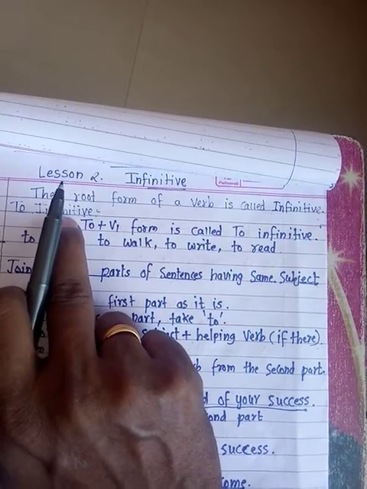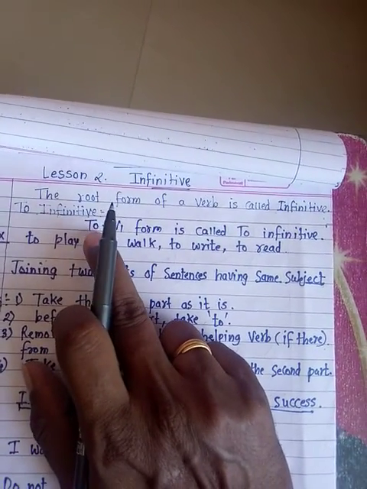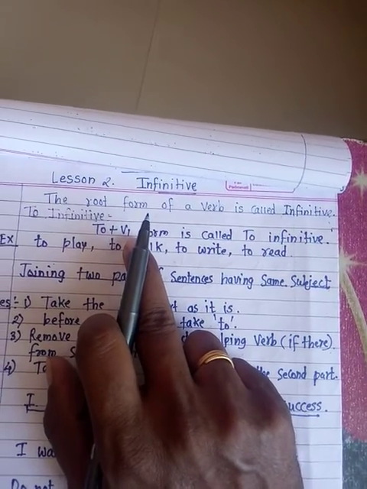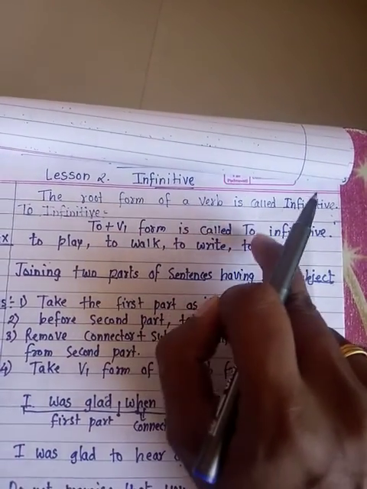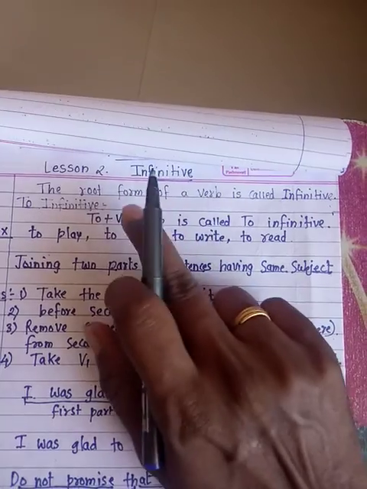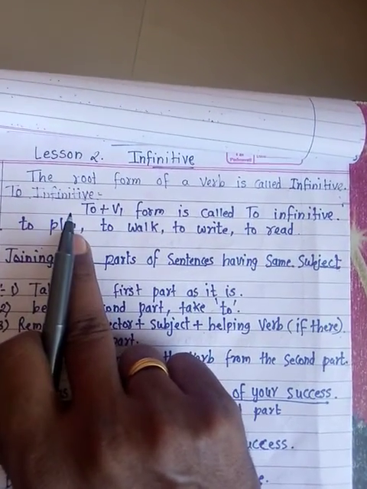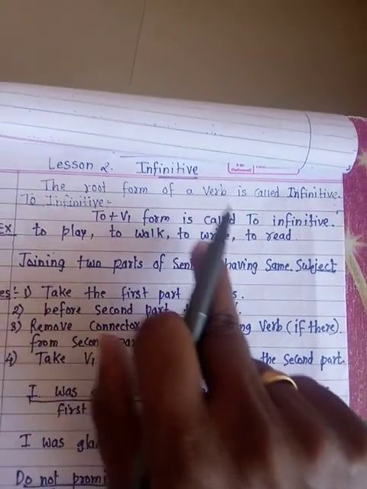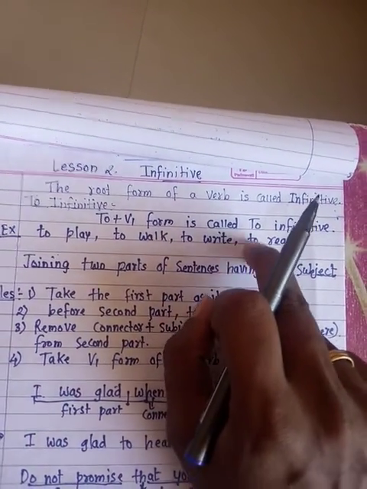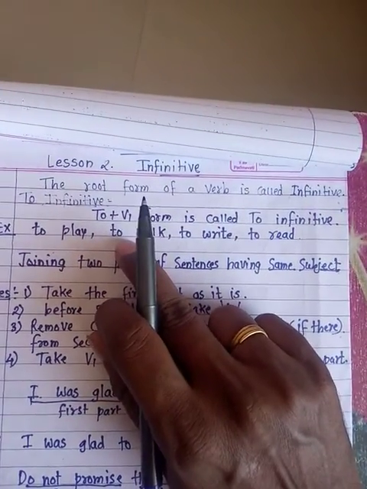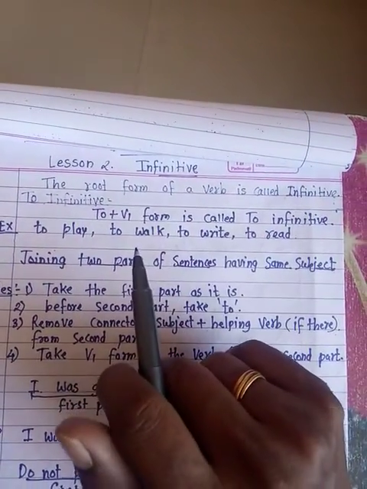To infinitive means when the preposition to is attached with the V1 form of the verb, it is called a to infinitive. See, to plus V1 form. You can see in the examples: to play, to walk, to write, to read. All these are called to infinitives. So once again I repeat, to plus V1 form.